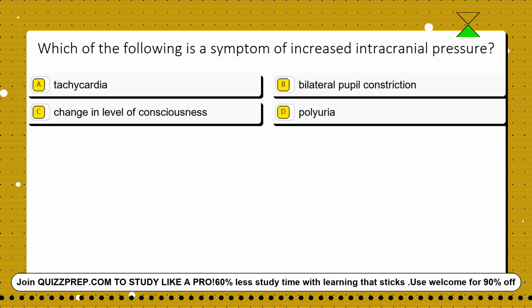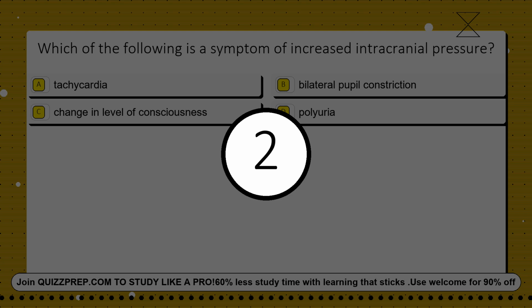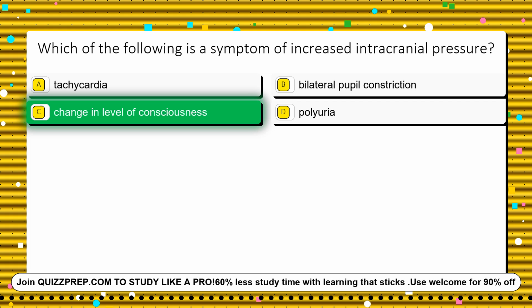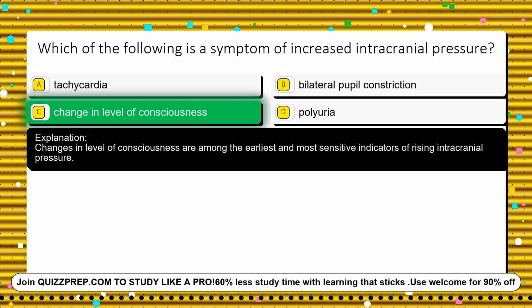Question 99. Which of the following is a symptom of increased intracranial pressure? Option A, tachycardia. Option B, bilateral pupil constriction. Option C, change in level of consciousness. Option D, polyuria. The correct answer is option C, change in level of consciousness. Changes in level of consciousness are among the earliest and most sensitive indicators of rising intracranial pressure.